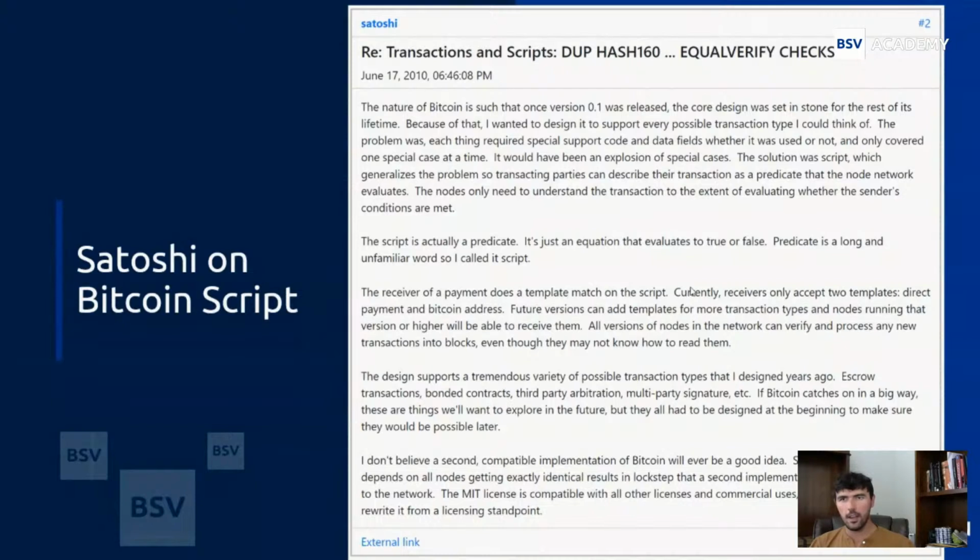Because of that, he designed it in a way to support every possible transaction type that he could think of. He even says, I think towards the bottom, the design supports a tremendous variety of possible transaction types that he designed years ago. So we've clearly been working on this for a while: escrow transactions, bonded contracts, third-party arbitration, multi-party signatures, etc.